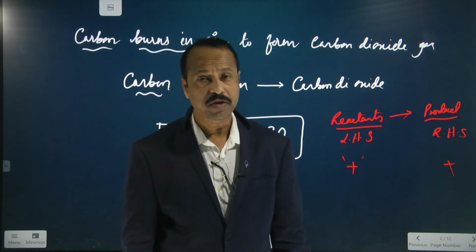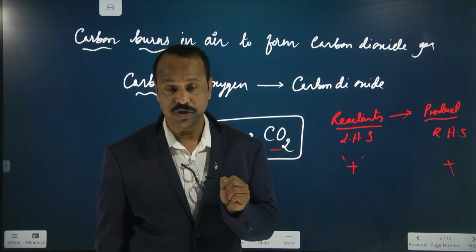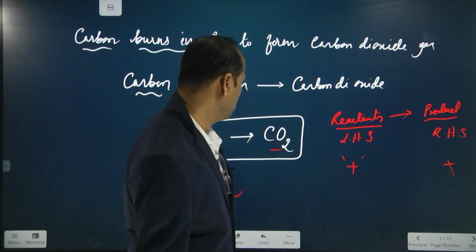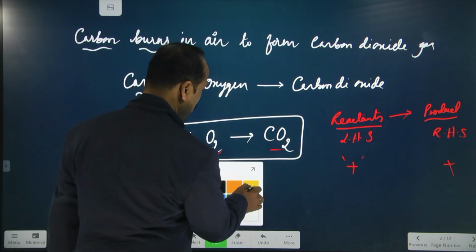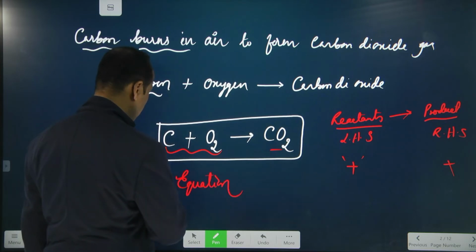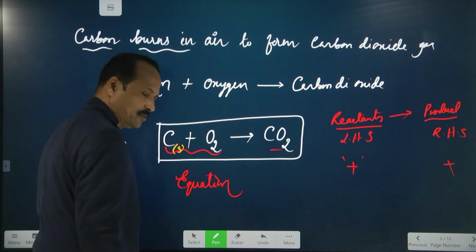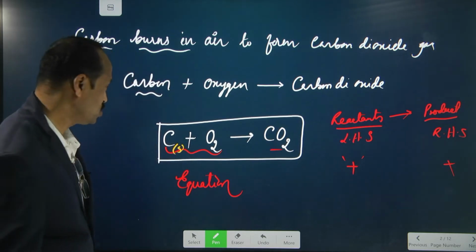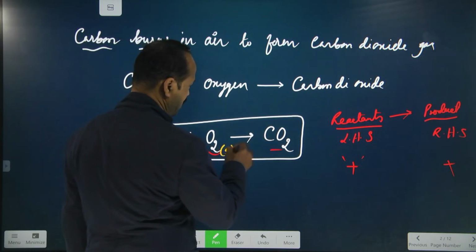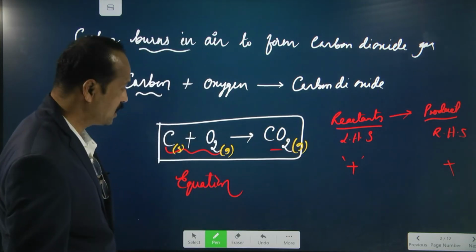So whenever you write a chemical equation, it should be more informative. To give more information, you have to mention the states of the reactants and products. If it is solid, then just beside the carbon, down below, you write S. S stands for solid. Oxygen is a gas, so you write G. And it is forming carbon dioxide, which is also a gas. Is this clear to you?